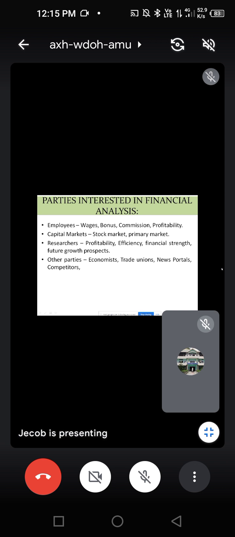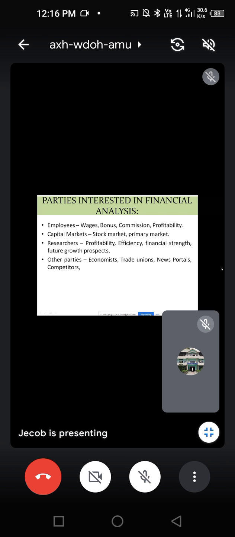Apart from these people, there are some other parties who are involved, like economists, who judge the performance of the whole economy, trade unions, news portals, news media, business news, and all those things. They are interested in financial performance. Competitors, as I have already told you, and so forth. There are various people who are interested in financial statements.